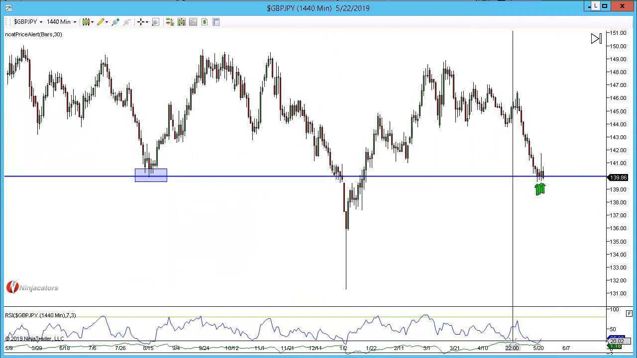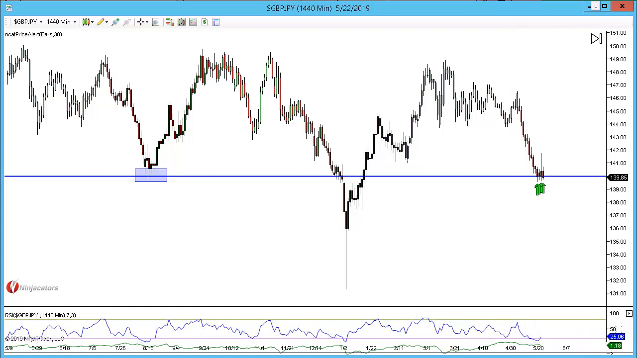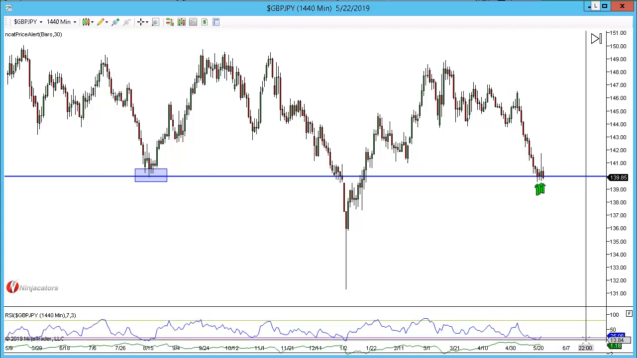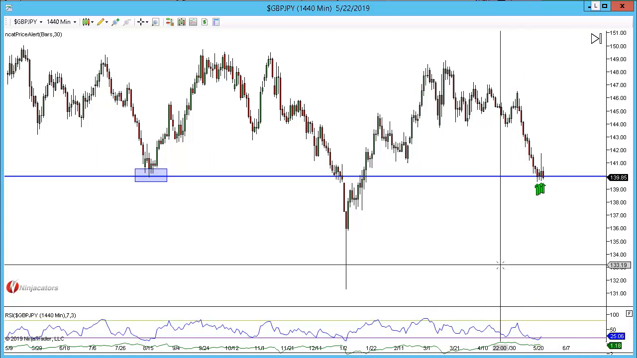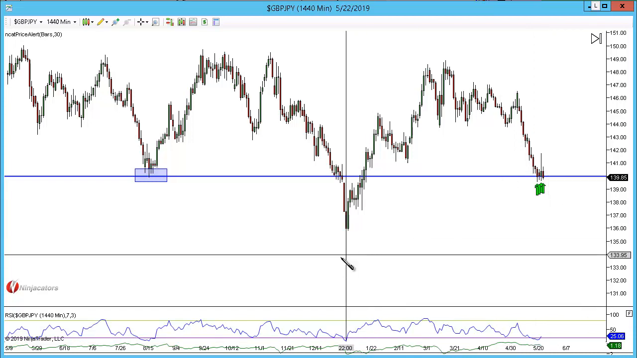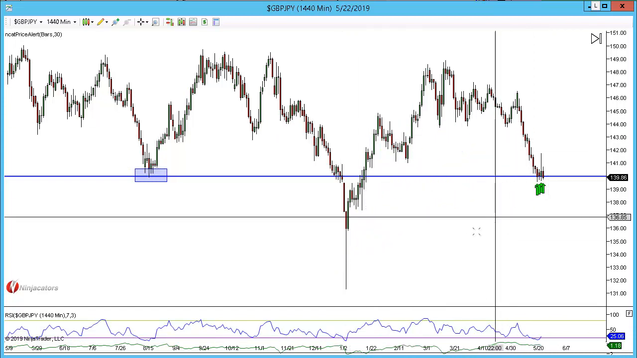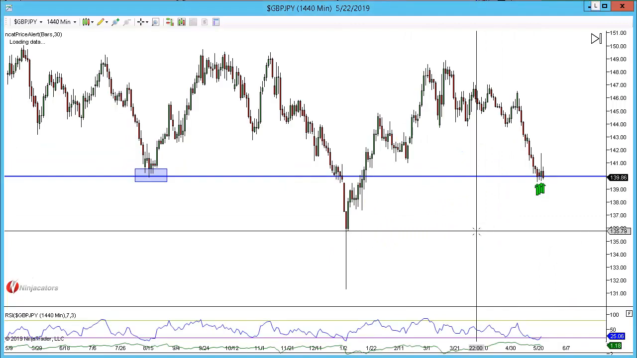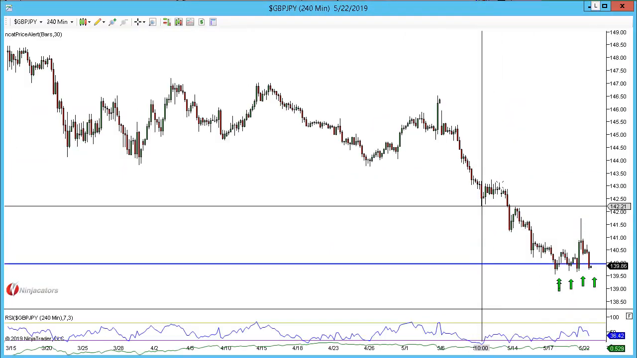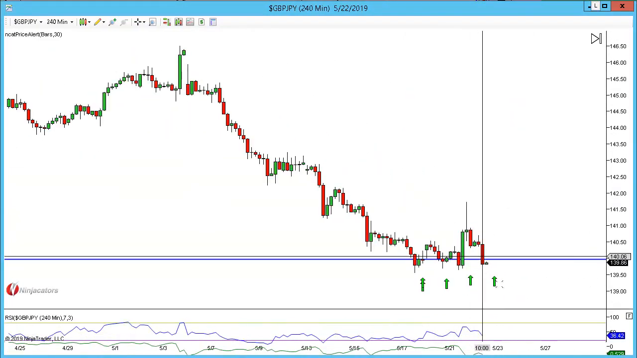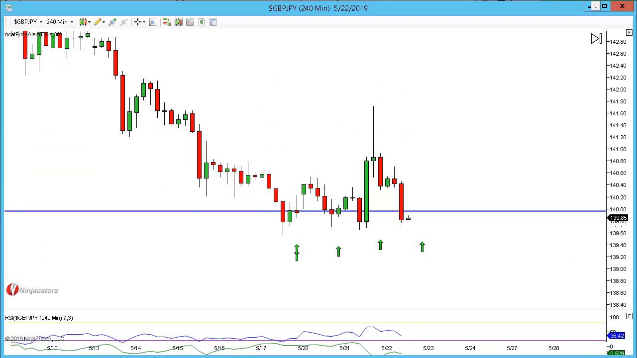So the RSI went oversold at around, what was it? We were around 12, something like that. So we could see a reaction here, particularly after this bearish move. Pound yen is a mover though, so the 5 minute trade that I'm on, probably not going to have much of an impact on what the dailies say.